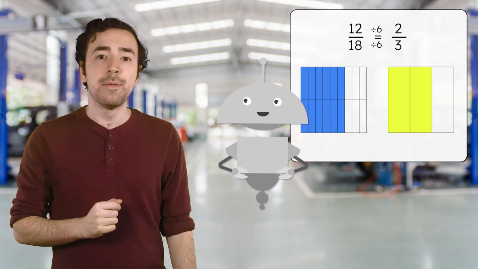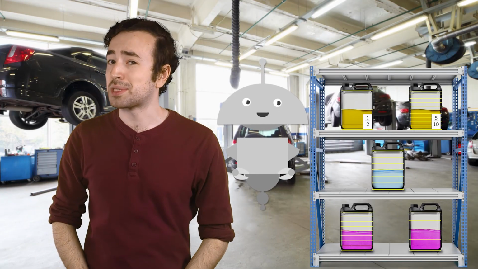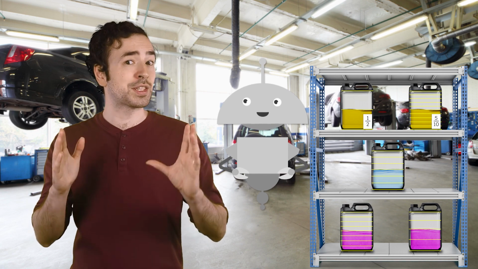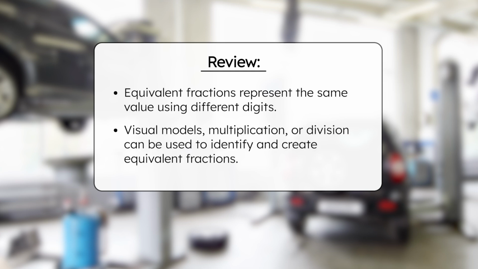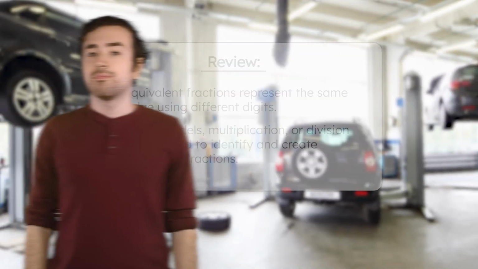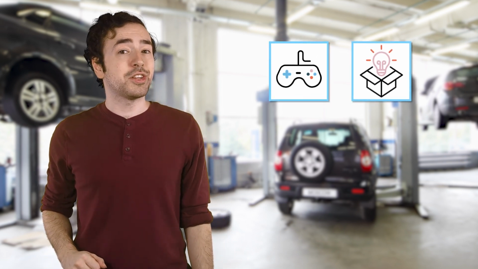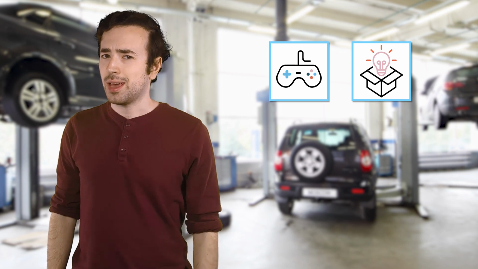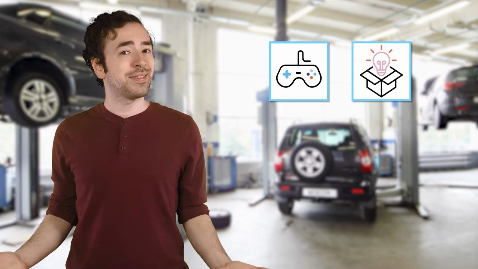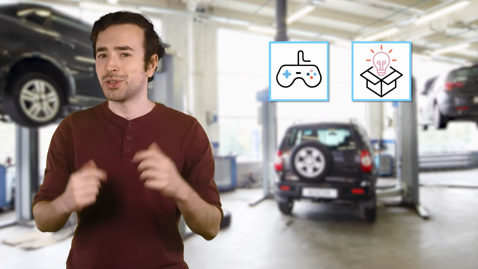Good catch, Mia. So, what have we learned today, besides the fact that there are many ways to show the same value? Well, now you know that equivalent fractions represent the same value using different digits. You also know visual models, multiplication, or division can be used to identify and create equivalent fractions. Be sure to complete the practice questions and extension activities that go with this lesson to practice working with equivalent fractions. And remember, mathematicians, in math, as in life, every effort adds to your success.